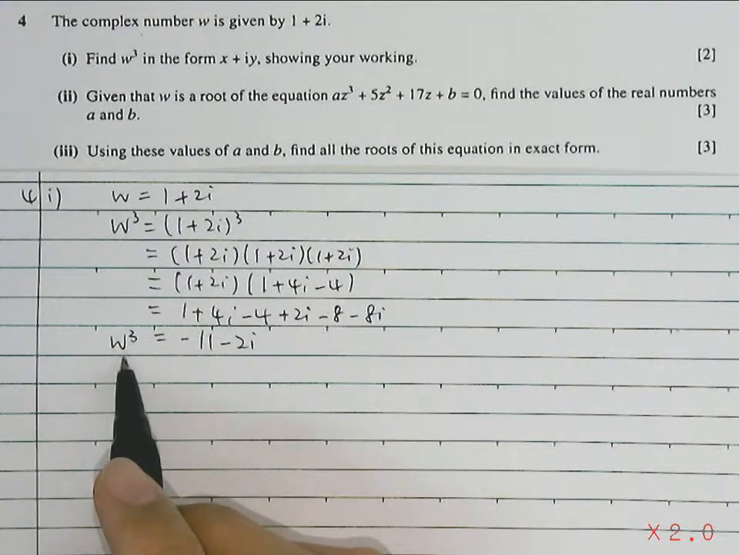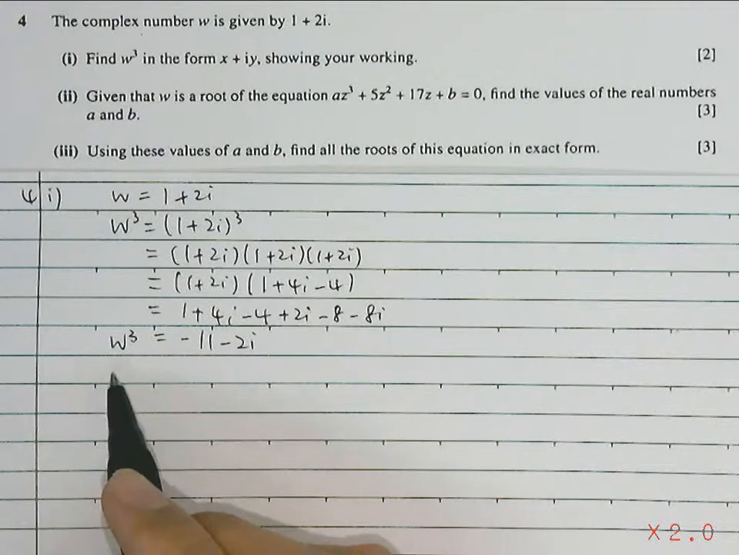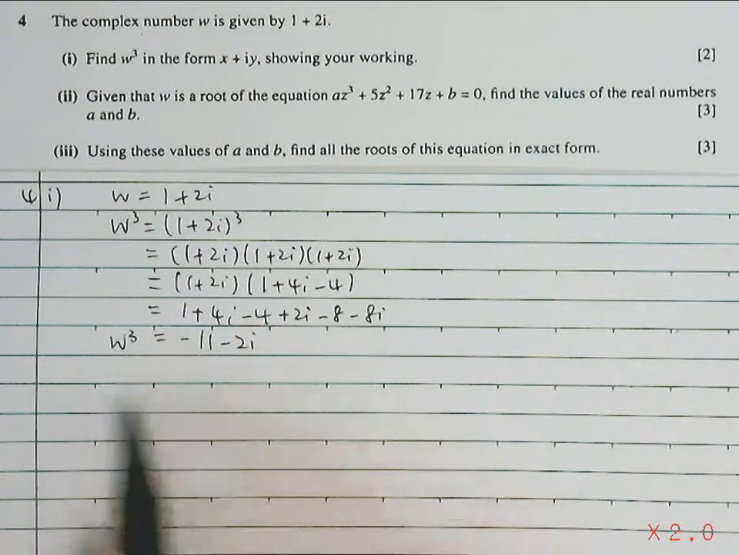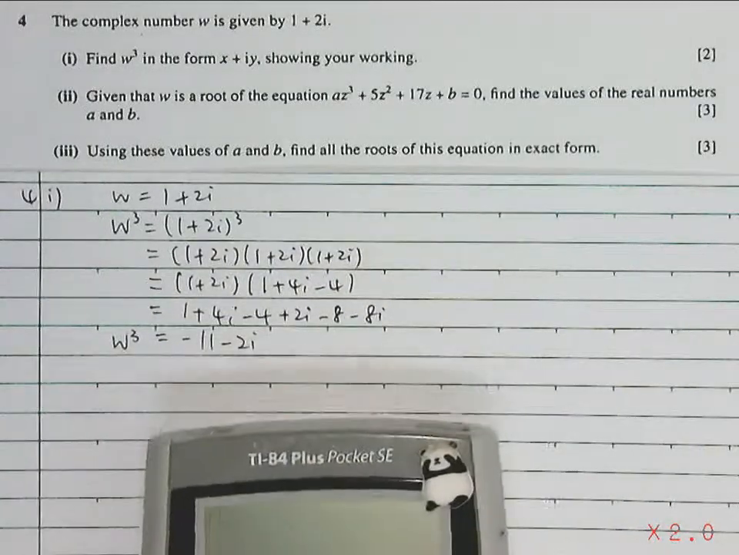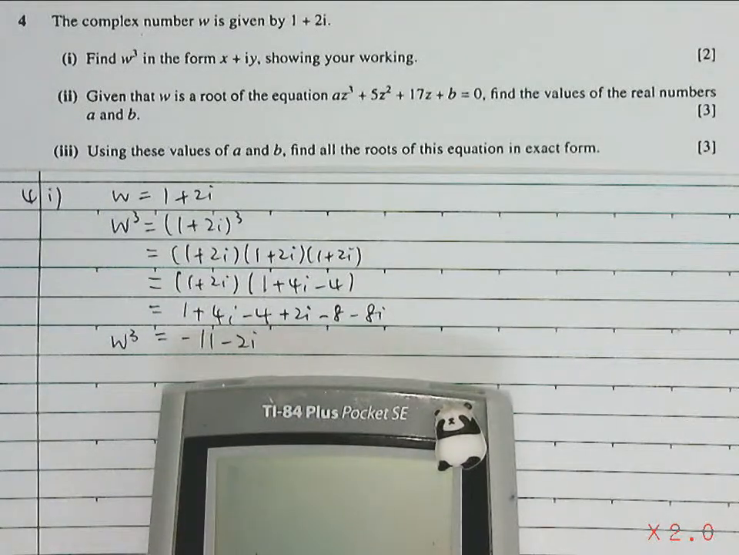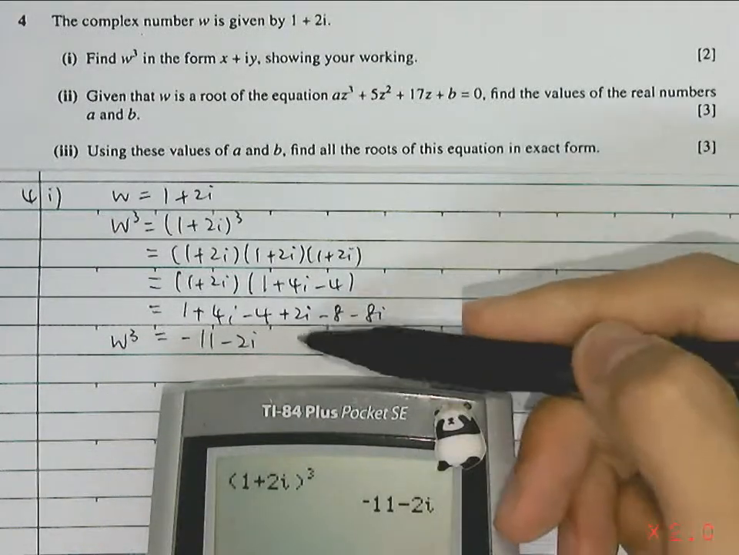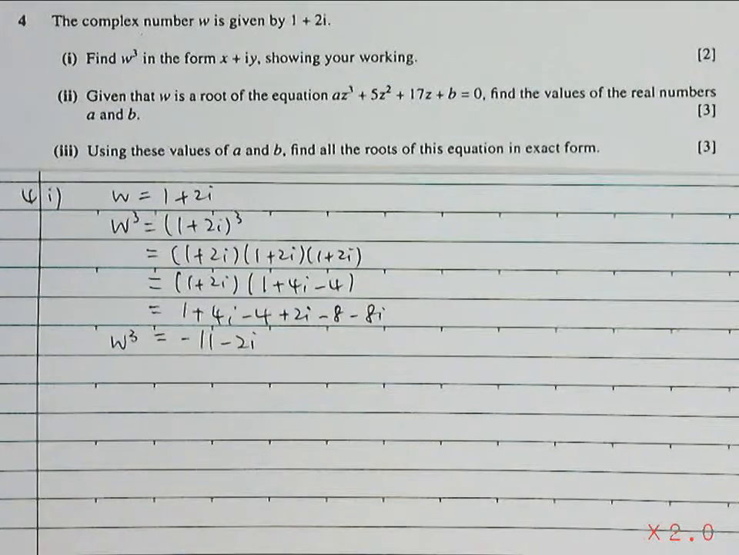Something to note is that many questions in paper 1, almost all of them, can be counter-checked using your GC. So if we use our GC here, we can type in our w, which is 1 plus 2i, then cube it, and the GC will tell us the answer. So we can always make sure that our answer is correct. Now moving on to question 2, after we get our W cubed.